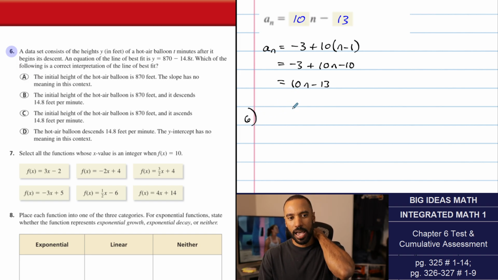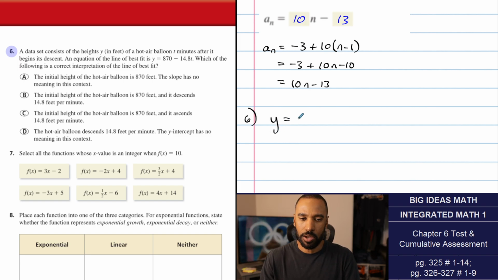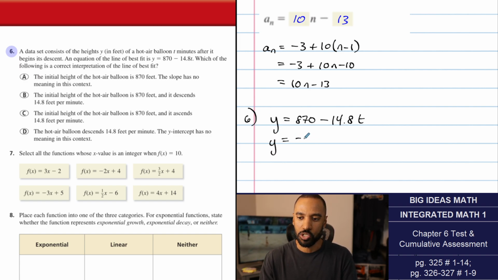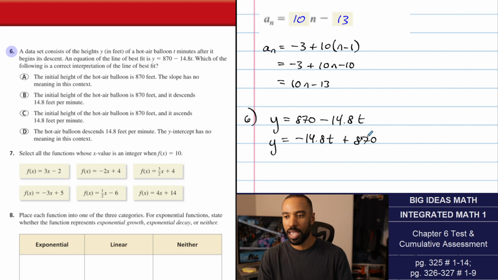An equation of the line of best fit is y equals 870 minus 14.8t. It's kind of slope-intercept form, just written in a different order. Which of the following is a correct interpretation of the line of best fit? Well, here's what I will say. I will rewrite this in slope-intercept form so we get the appearance of, this is the slope, this is the y-intercept.